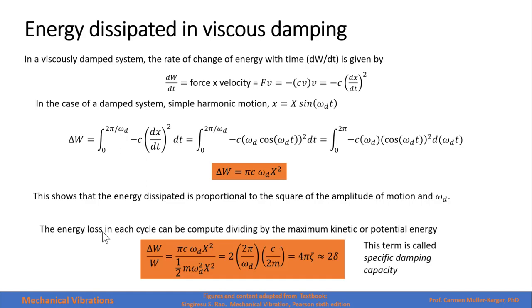The energy loss in each cycle can be computed by dividing this term, which is the energy dissipated, by the total energy of the system. It could be the total kinetic energy or the potential energy. As you see, the amplitude cancels out, one of the damped frequency cancels out, and we get this expression right here that can be related to the logarithmic decrement and also to zeta, which is our damping ratio. This term over here is what is called the specific damping capacity of a material.